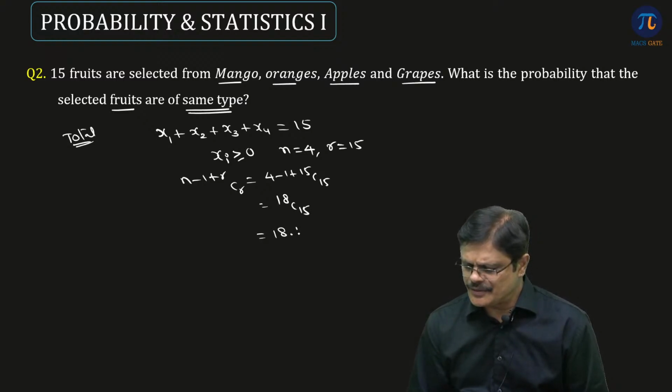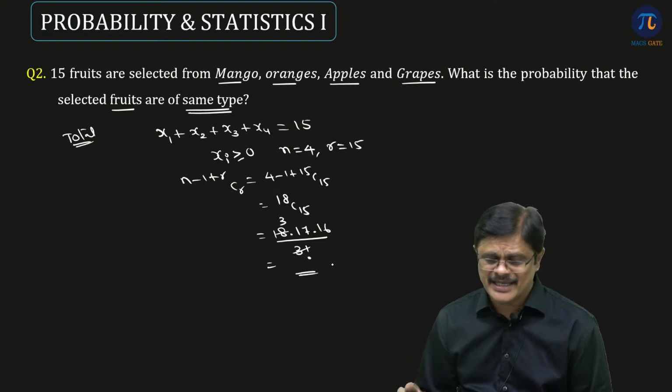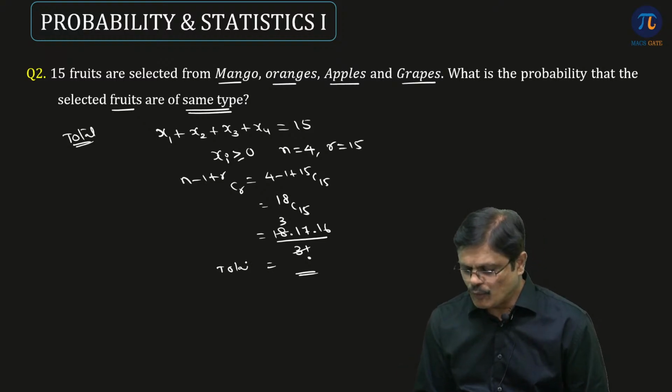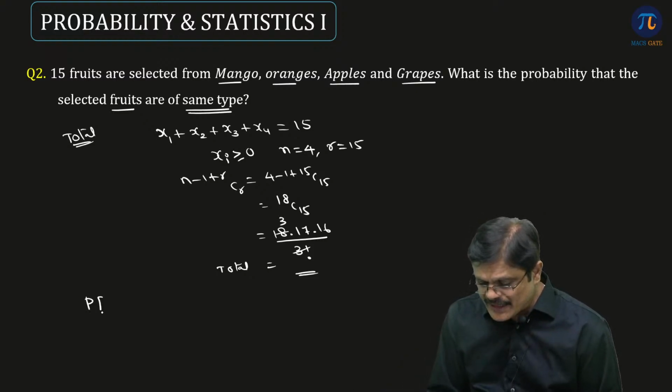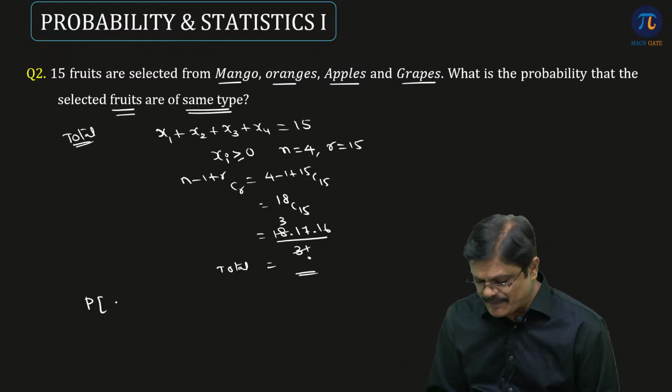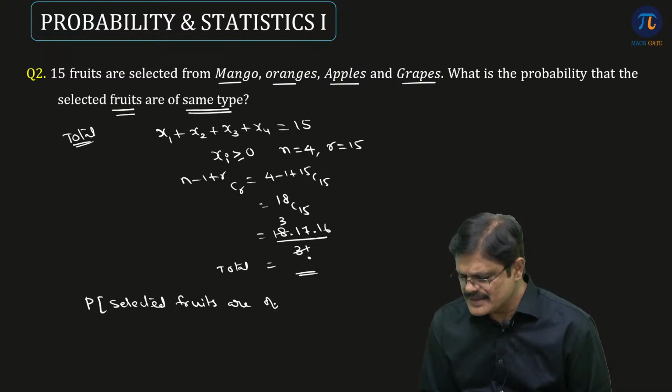So you can simplify this. That is 18 into 17 into 16, 15 factorial, 15 factorial gets cancelled. And 18 minus 15 is 3 factorial. So 3 sixes, 6 threes is 18. So you can simplify further, my dear friends. Whatever answer you get, that is the total possibilities. But what is it that you want? Here you want the probability that the selected fruits are of the same type.